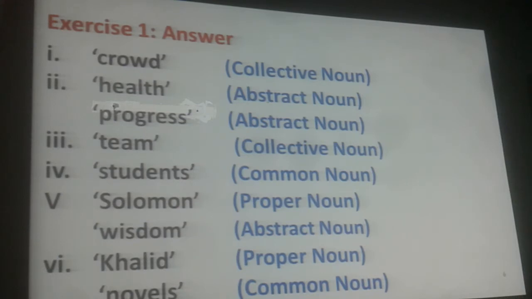Students, it is a common noun. Solomon, it is a proper name and a proper noun. Wisdom is again an abstract noun because we cannot use our five senses to see this wisdom. Khalid is a proper noun, and novels, this is novels, the common noun.